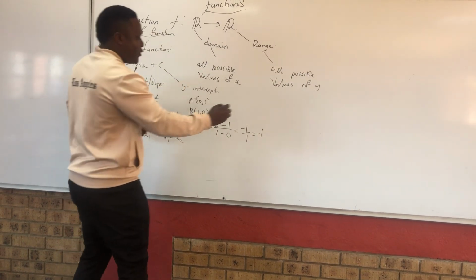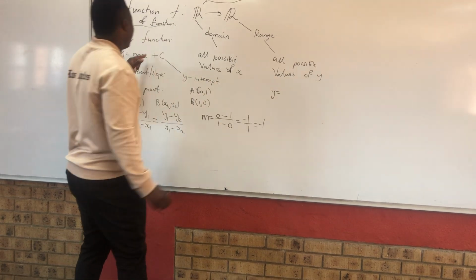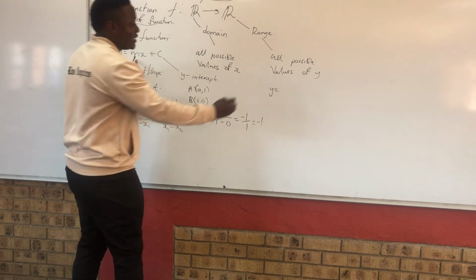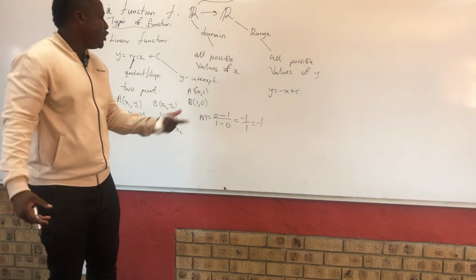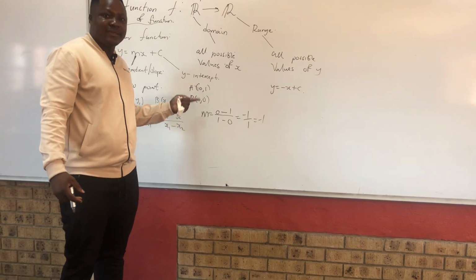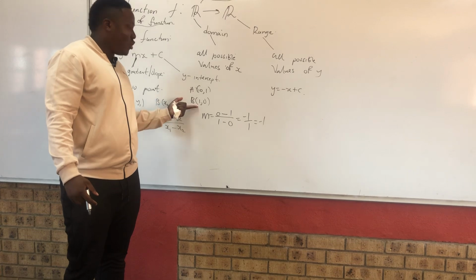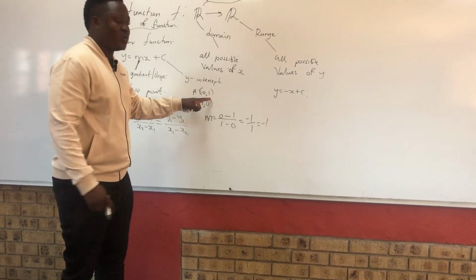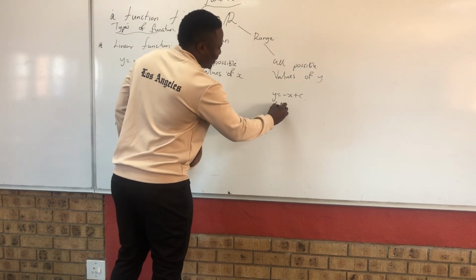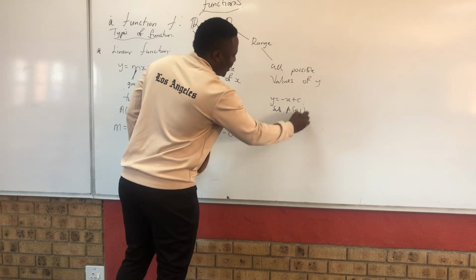Then you write your equation because you now have m, which is the gradient. Now we have minus x plus c. Then to get the value of c, you can use any coordinates. You can either use A or B and substitute in the equation because you have the x value and the y value. Let's use A, which is 0 and 1.